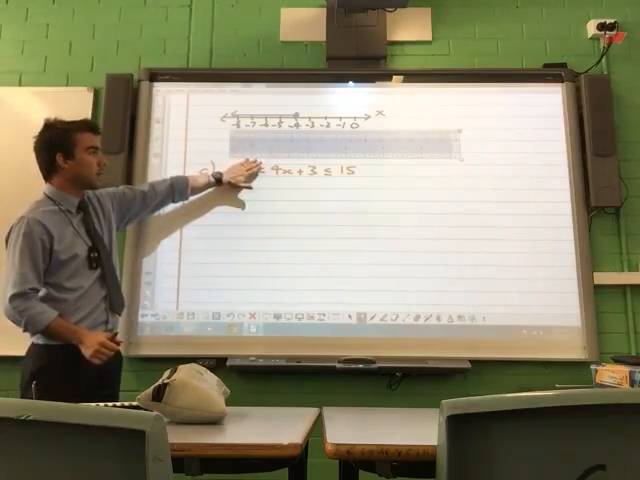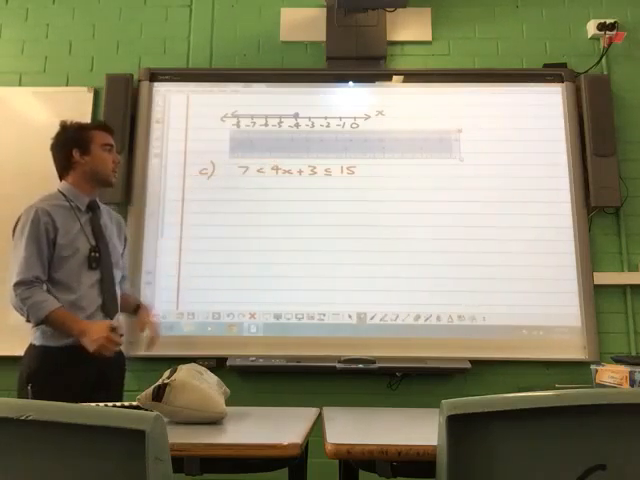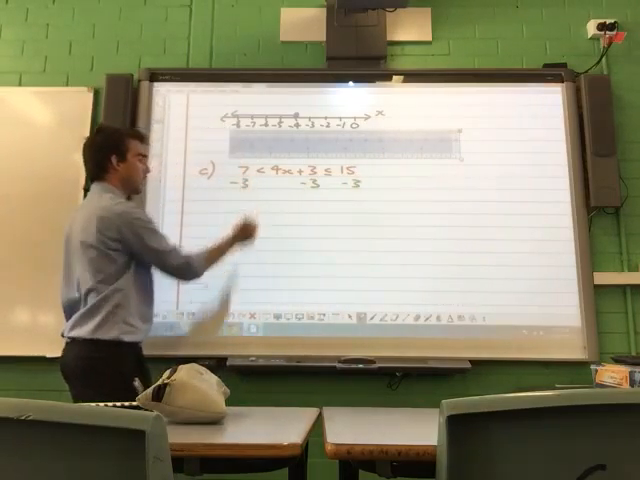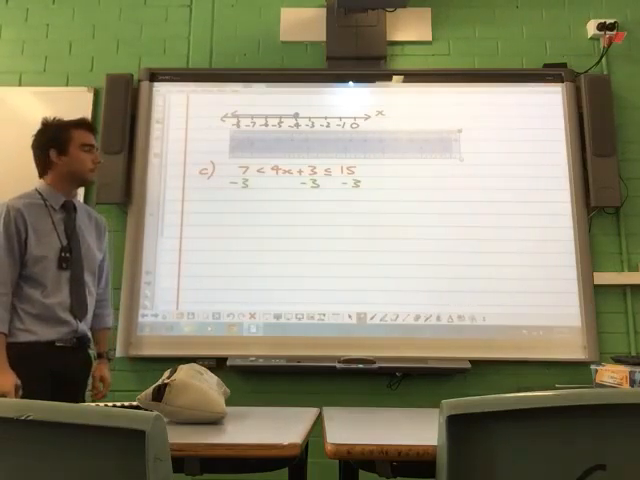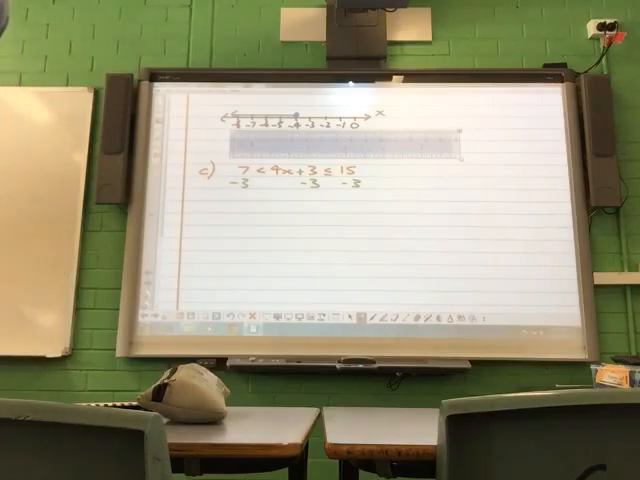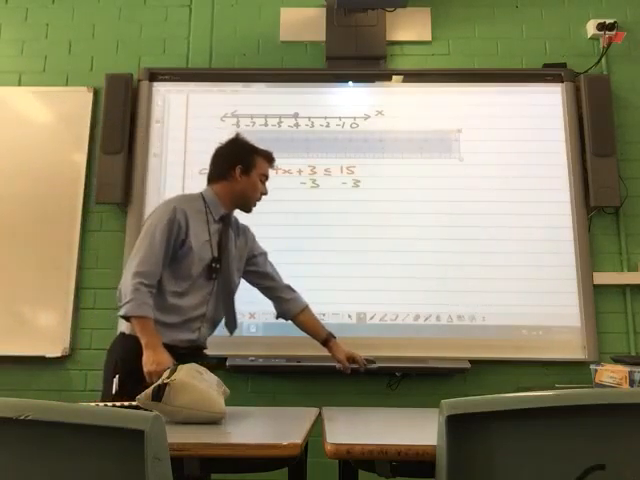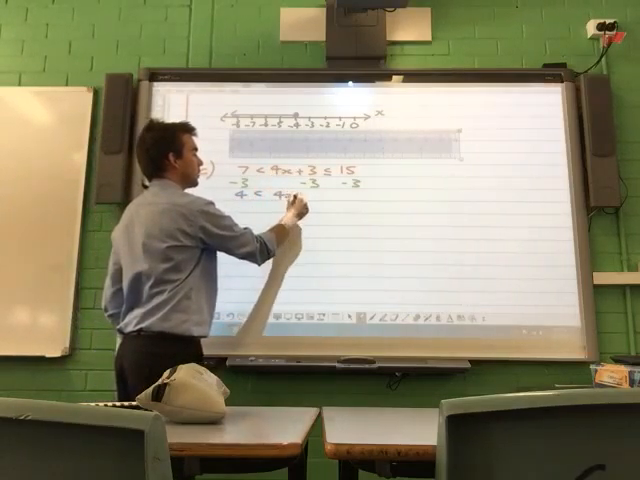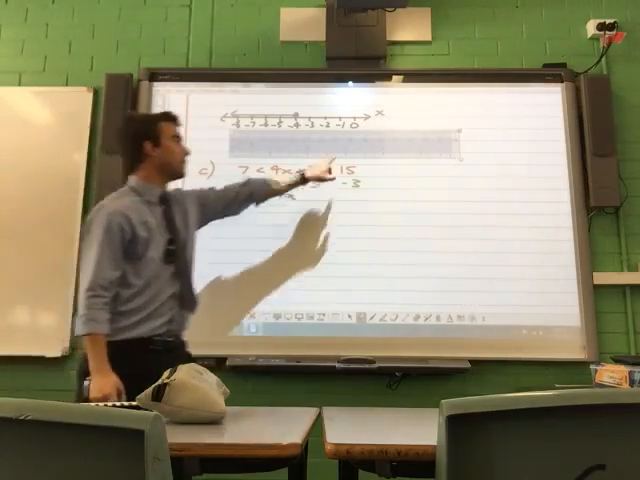So, yep, so we have 7 less than 4x plus 3 is less than or equal to 15. The first thing you need to do is undo that plus 3. So take away 3, take away 3, and take away 3. You've got 3 sides to consider because of the inequality. So you get 7 take away 3, 4, which is less than 4x, 3 take away 3 is 0, and then 15 take away 3, so less than or equal to 12.